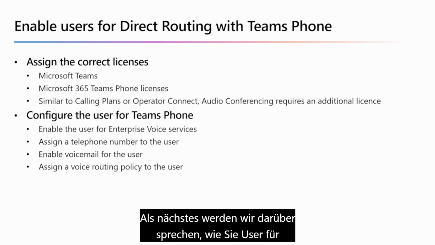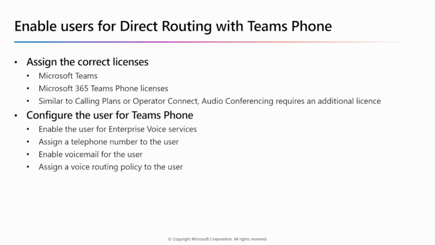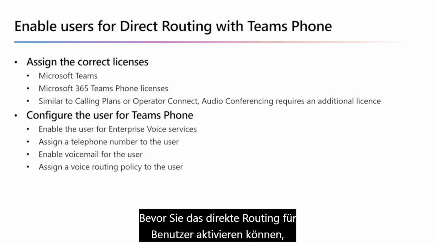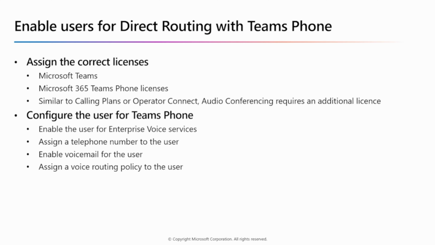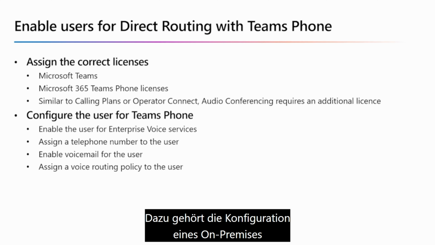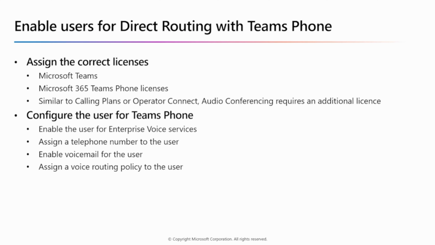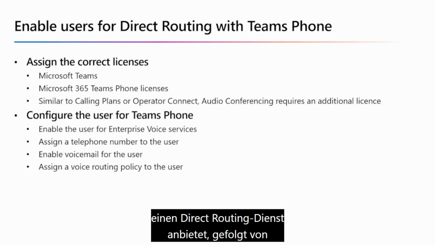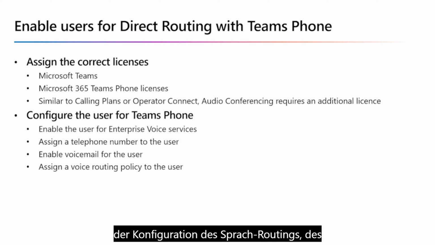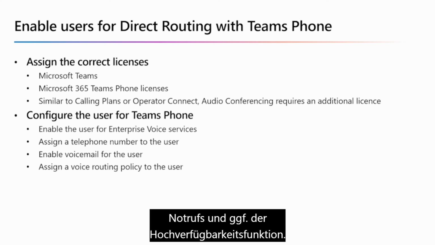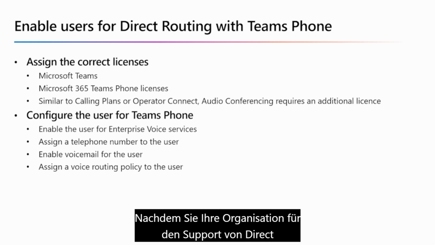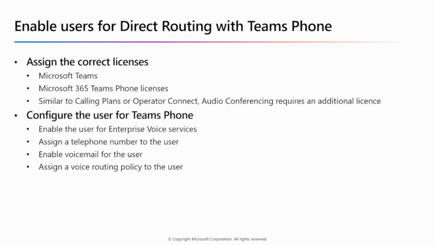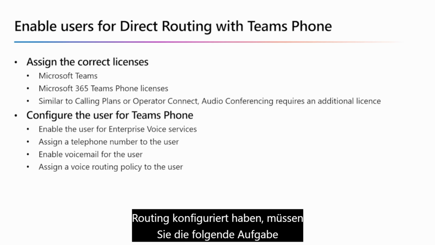Next, we will talk about enabling users for direct routing with Teams Phone. Before you can enable direct routing for users, you will need to have it configured at the organization level. This will include configuring an on-premises session border controller or using settings provided by a telephony provider that offers a direct routing service, followed by configuring voice routing, emergency calling, and if necessary, high availability functionality.